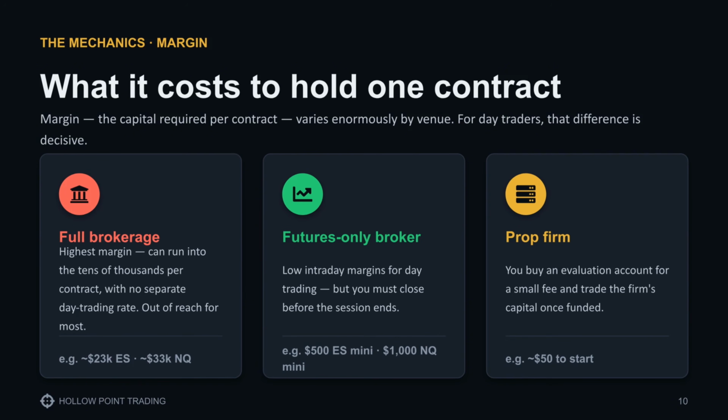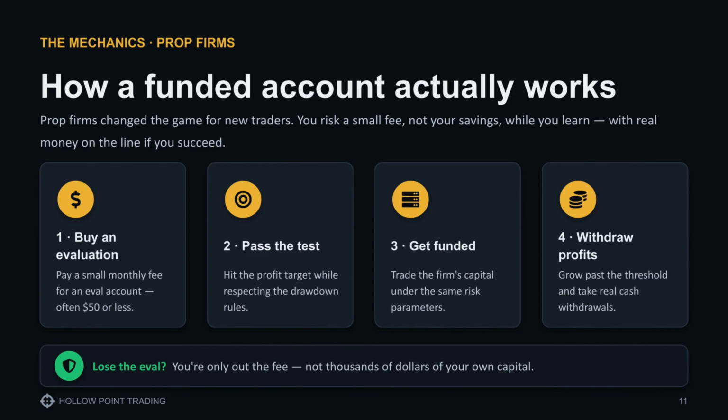While full brokerages require substantial capital, futures-only brokers offer lower intraday margins for active traders, and prop firms provide access to trading capital for a small fee. Funded accounts have become a popular path for new traders. By paying a small fee for an evaluation, you can demonstrate your trading skills and get access to the firm's capital, while limiting your personal risk to just that fee.